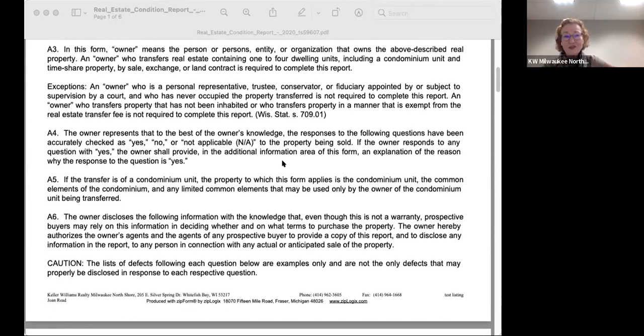The owner represents, to the best of the owner's knowledge, the responses to the following questions have been accurately checked as yes, no, or NA. If the owner responds to any question with a yes, the owner shall provide in the additional information area of this form an explanation of the reason why the response is a yes. So you just instruct your seller, any box that you check yes, then at the bottom of that section, there is this place for comments, and explain why you checked yes in that part.